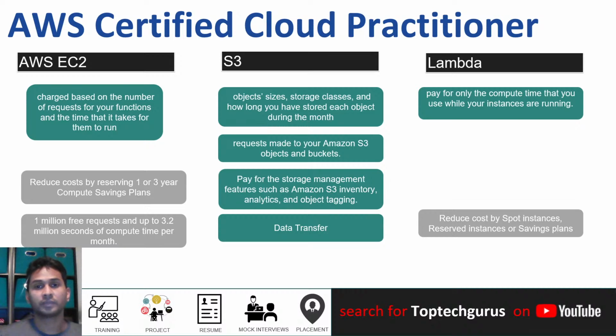So for any request made to retrieve it, you'll have to pay for the network costs. You'll have to pay for storage management features like Amazon S3 inventory, analytics, object tagging. So if you add object tagging, any storage that comes along with that, any analytics that you build on top of this for S3, you'll have to pay for that. You also have to pay for data transfer. So whenever somebody downloads it, or you want to move it from one S3 bucket in one region to another S3 bucket in another region, that's a data transfer. So you have to pay for that.